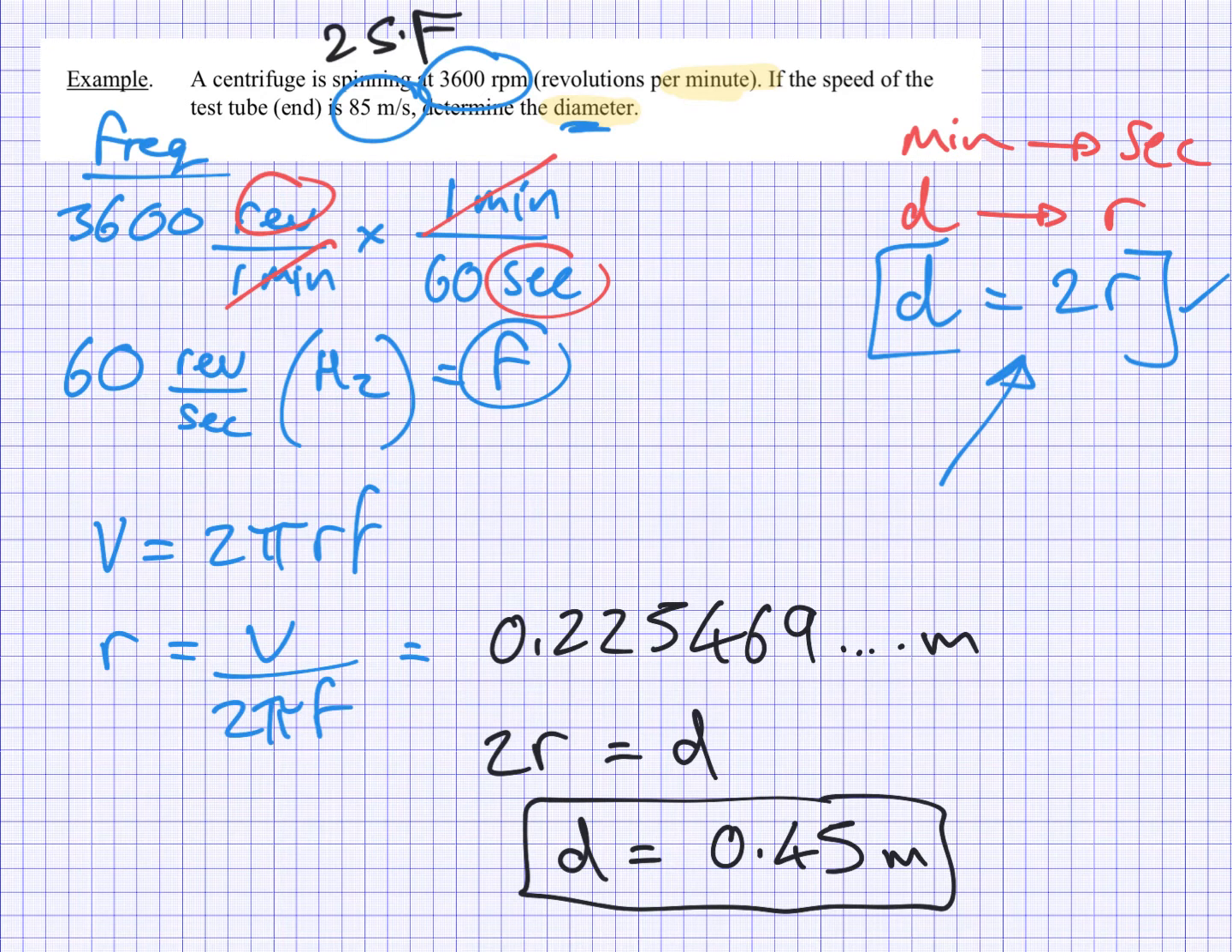That seems reasonable to me, since any normal sort of centrifuge would be sort of desk size. So I haven't got like ridiculous values here. That makes sense to me.